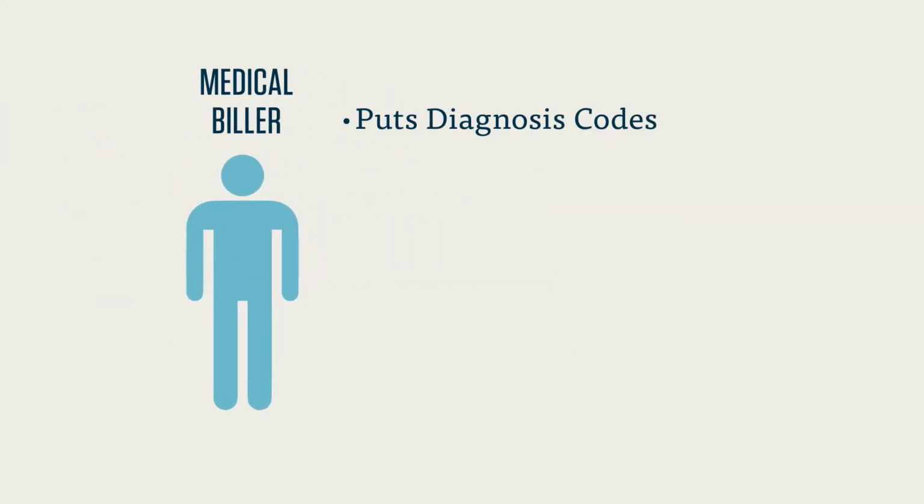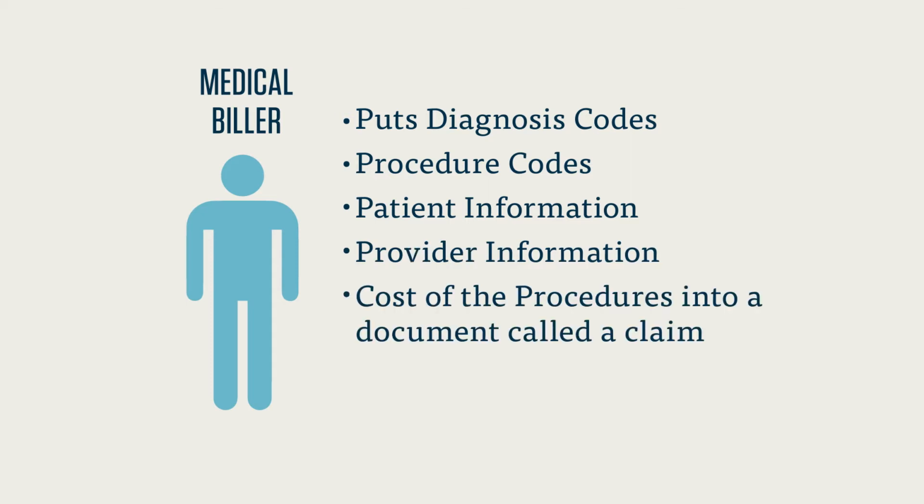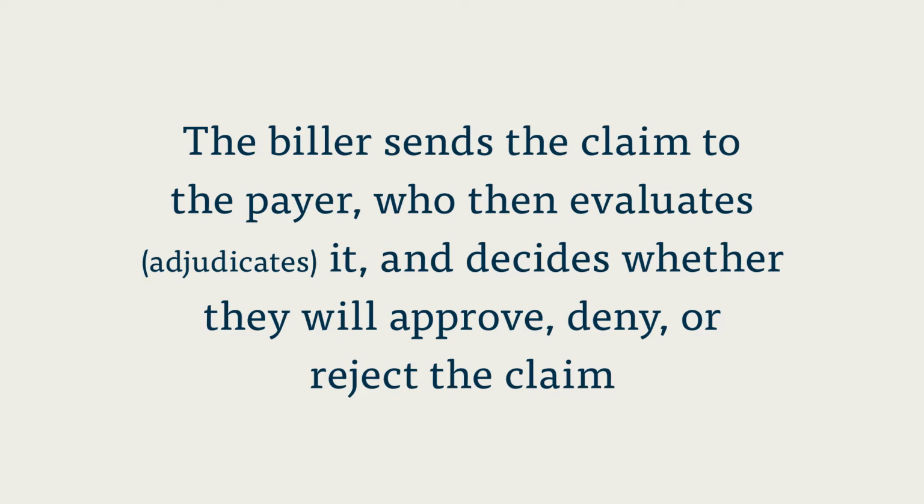The biller puts the diagnosis codes, procedure codes, patient information, provider information, and cost of the procedures into a document called a claim. This claim can be manual, paper, or electronic. Today, most billers send claims electronically. The biller sends the claim to the payer, who then evaluates and adjudicates it, and decides whether they will approve, deny, or reject the claim.